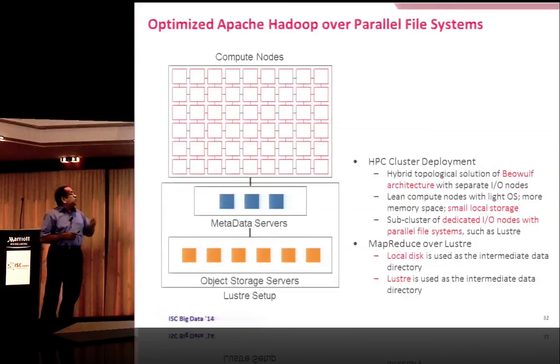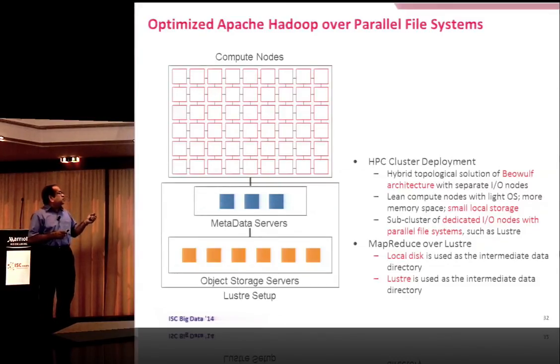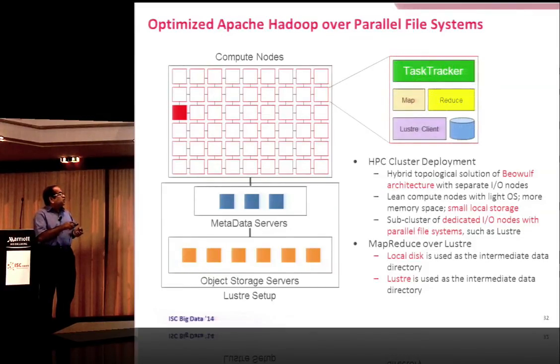So this shows a very typical architecture of any high-end cluster. You will see a lot of compute nodes connected with the metadata servers and object storage servers. So this is the Lustre setup. And if you take a look at each node that is trying to run the MapReduce jobs, it also has the task tracker and the Lustre client.